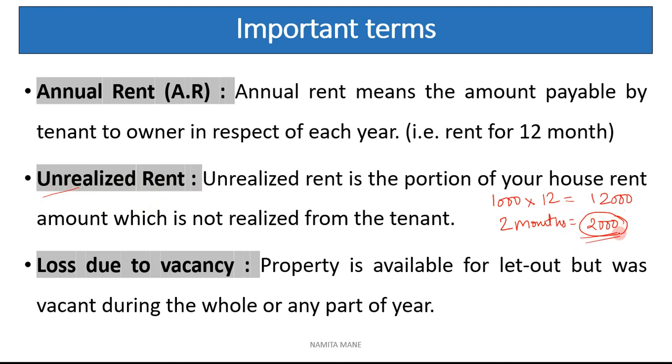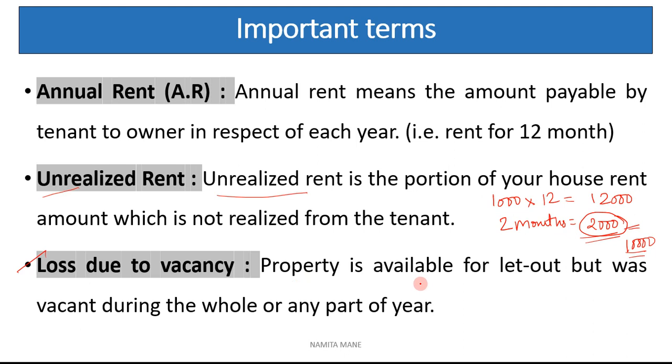So how much money did the tenant pay? 10,000 rupees he paid. So 2000 rupees he did not pay. So that portion will be called as unrealized rent, which the tenant did not pay to the owner. In place of 12,000 he paid 10,000, but 2,000 is what? Unrealized rent. Next point is loss due to vacancy.